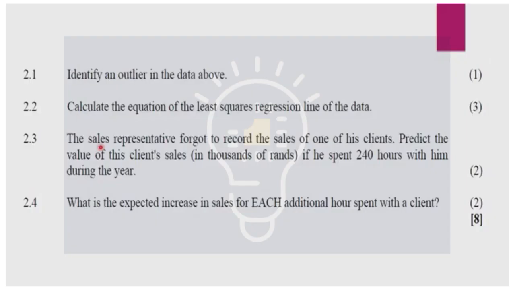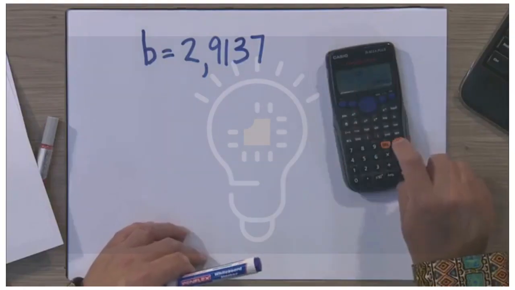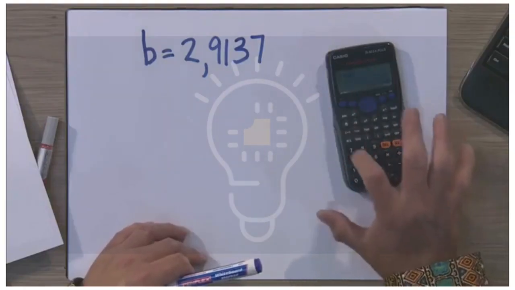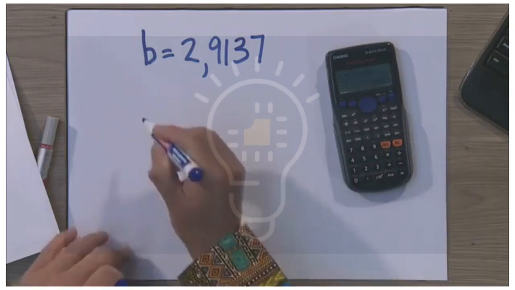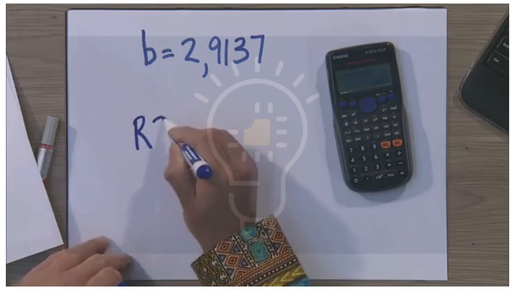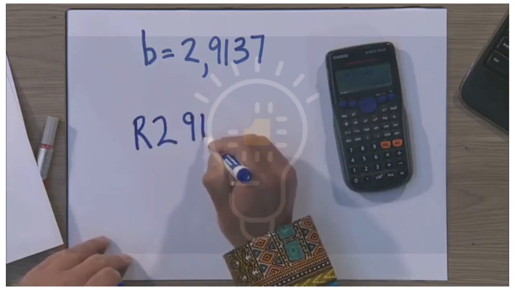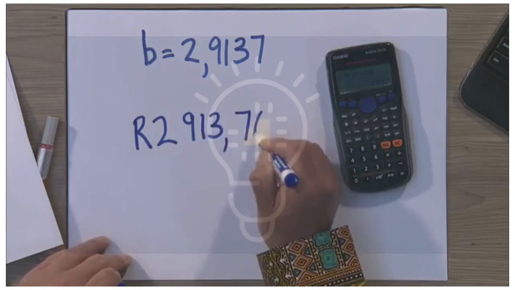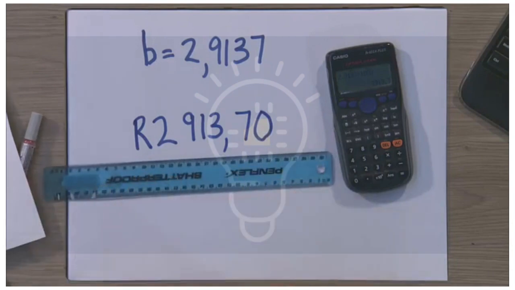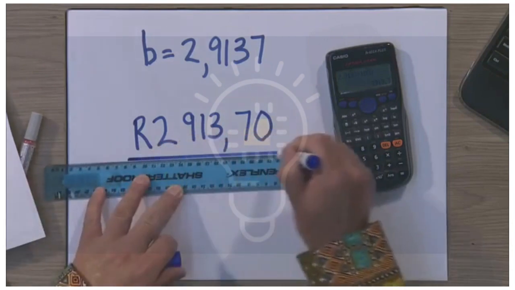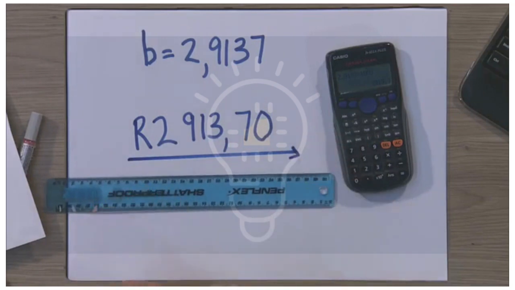Now, what is the expected increase in sales for each additional hour spent with the client? Well, if I take that particular value, 2,9137, and multiply that by 1,000, notice what I get. I get a rand value of 2,913 rand and 70 cents, right? That is the particular answer there. Some could round it off to 2,914. That's also within the ballpark, there's no doubt about that. But the important point is to multiply it by 1,000 because our question explores in thousands of rands.